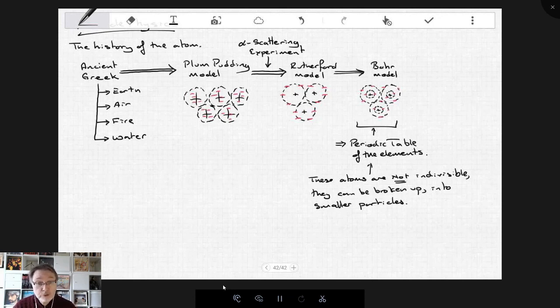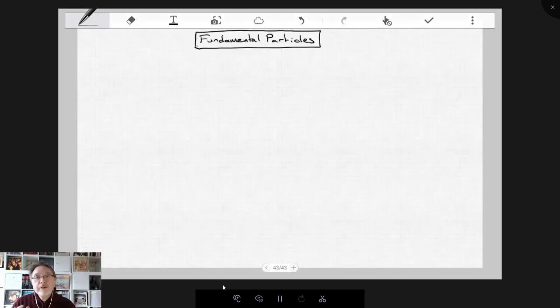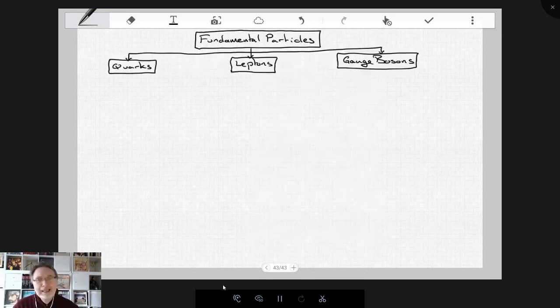We don't use the word indivisible, and we don't use the word atom or atomos. Today, physicists use the term fundamental particle to mean it cannot be divided, i.e. not made of anything else, no internal structure. And there are basically 3 families of fundamental particles: quarks, leptons, and gauge bosons.